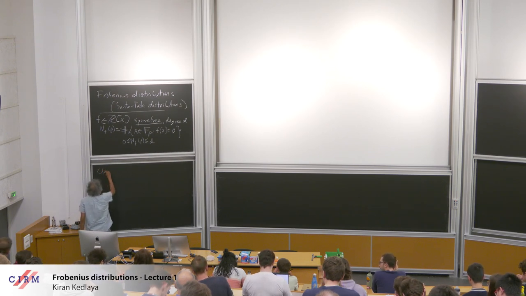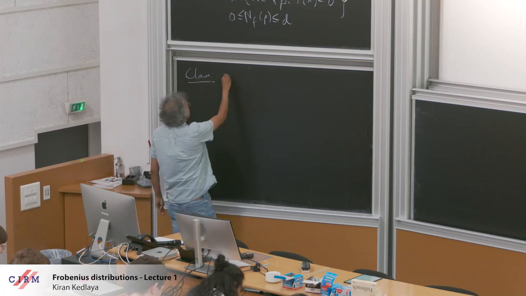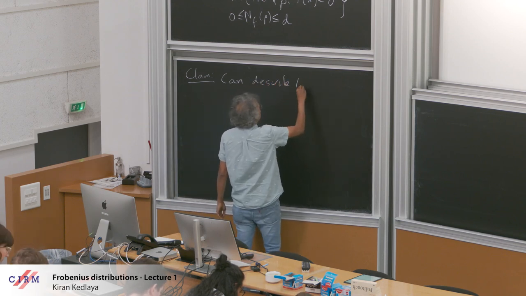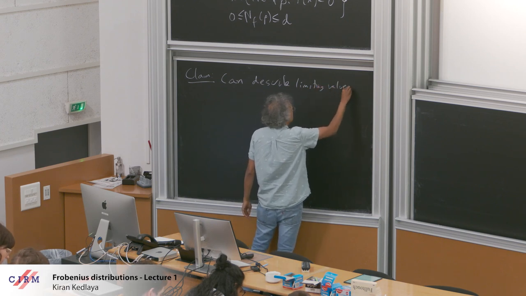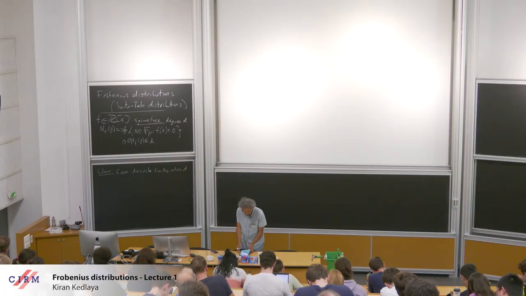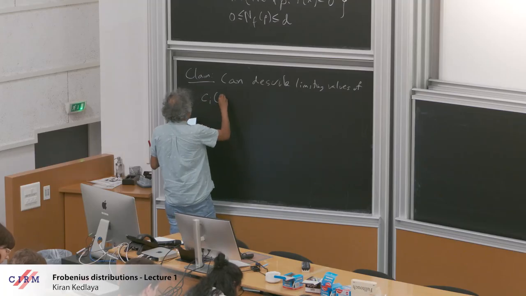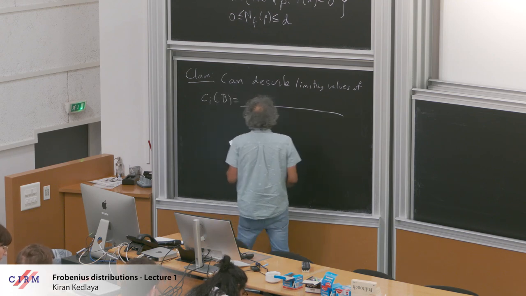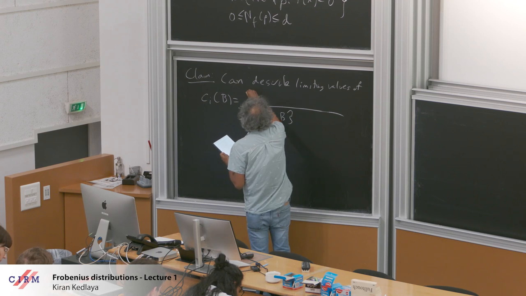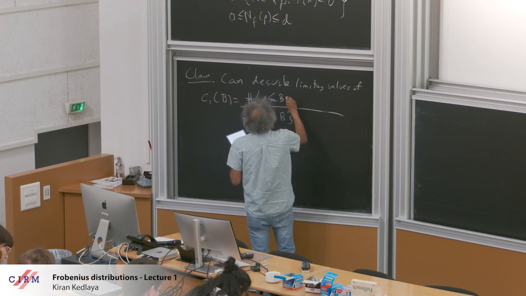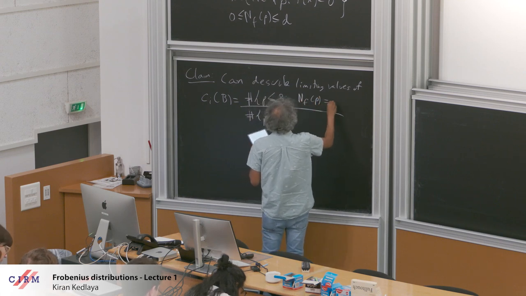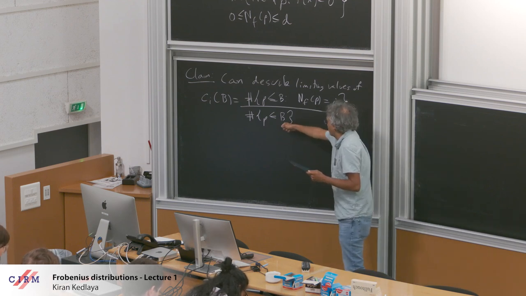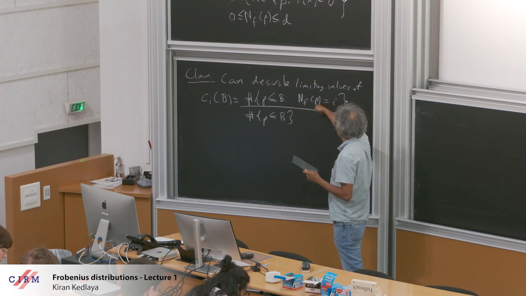So the claim is that I can describe the limiting values of, let me take the notation from here. So I'm going to write c_i(b), which is the proportion of primes up to b such that n_f(p) is equal to i. Okay, so it's sort of a density. So the denominator is all the primes up to my cutoff, and then I count in the numerator the ones for which n_f(p) is equal to i.